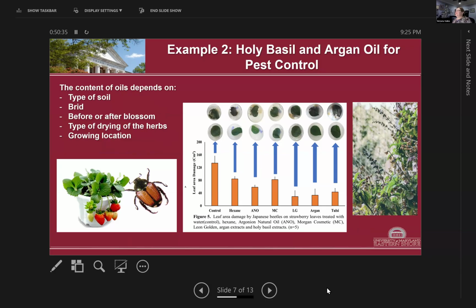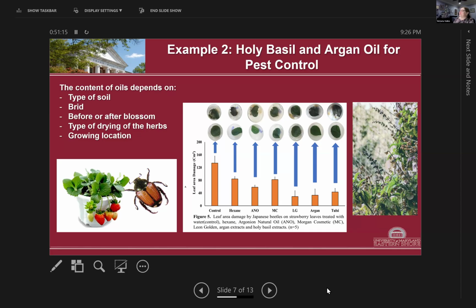And indeed, many of them are essential oils. So this example shows you the holy basil that I mentioned on one of the previous slides, and also another one that you know very well, argan tree, argan oil. You know that this oil helps us to grow and straighten our hair. And that's why a lot of products like shampoo and conditioners are made with argan oils, but not only those products. So this argan oil can also be used for pest control, and essential oils that we derive from holy basil can also be used for pest control.